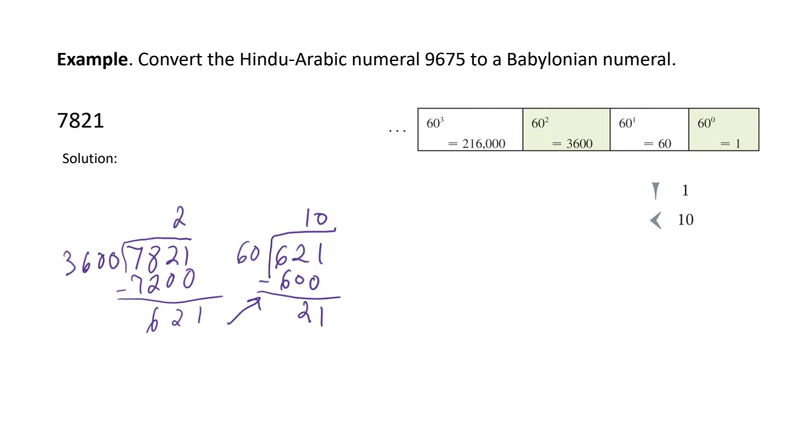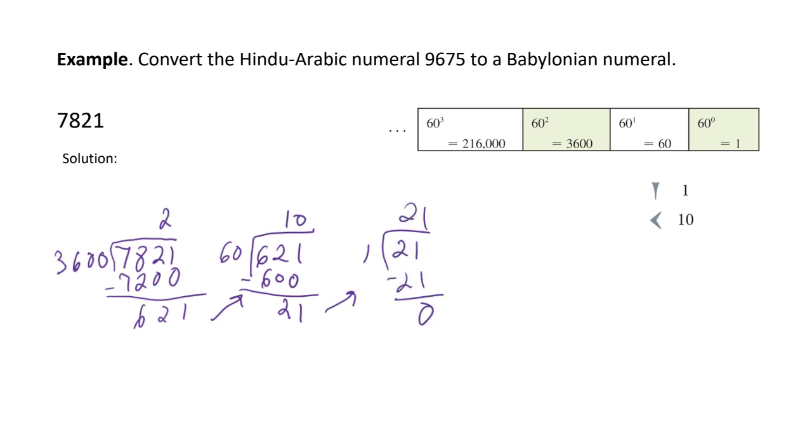And again, how many times does 60 fit into 621? That is 10. Then multiply and subtract, so the remainder is 21, and continue dividing until you get to 1. So I'm going to do one more division, which is 21 divided by 1. Of course, that fits 21 times. And then you get 0.